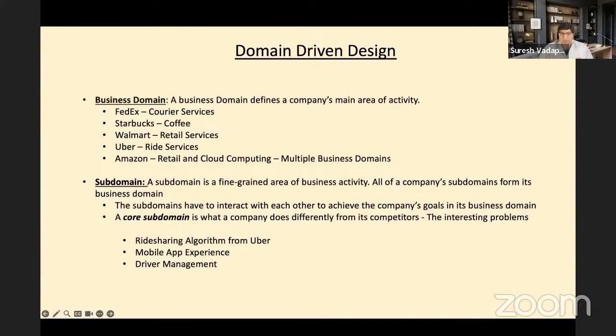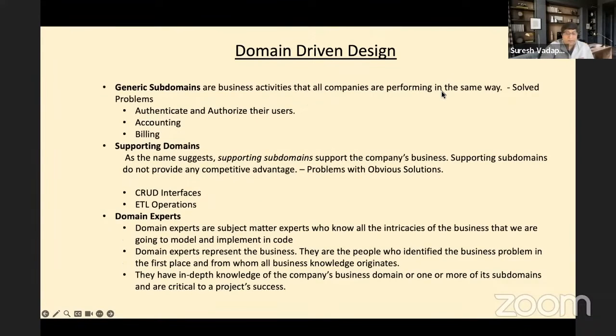which is their core strength. What the company's core strength is, is what the core domain says. And these are some of the interesting problems that the company solves within their domain. For example, if you take Uber, the ride-sharing algorithm is their core domain. The mobile app experience is a core domain, and driver management is a core domain. So you need to understand, in a business domain, what the core subdomains are that we are referring to. Again, at any point, if you have questions, please ask.